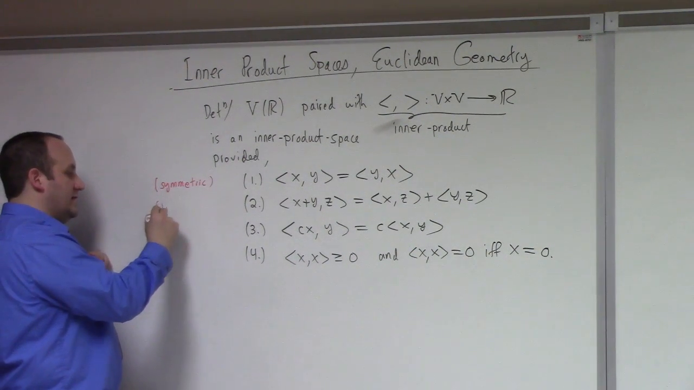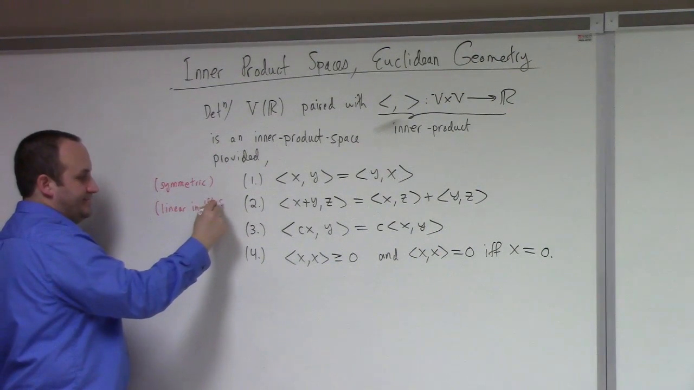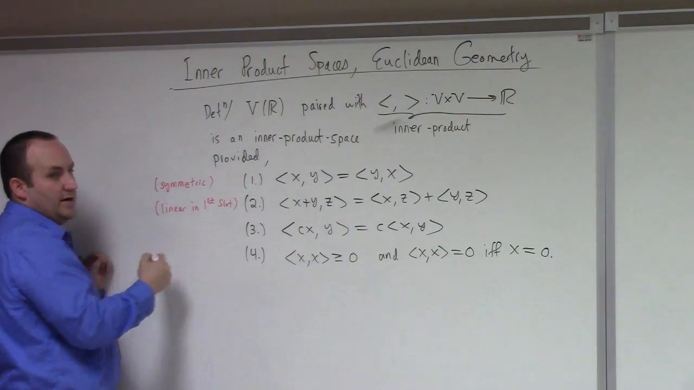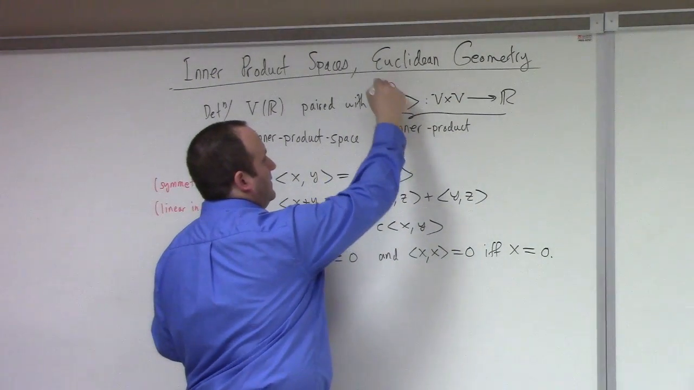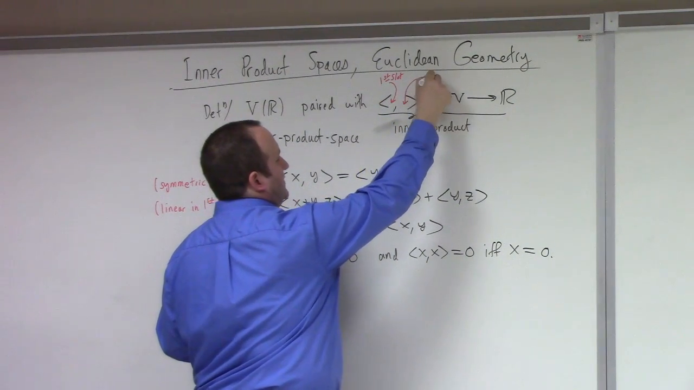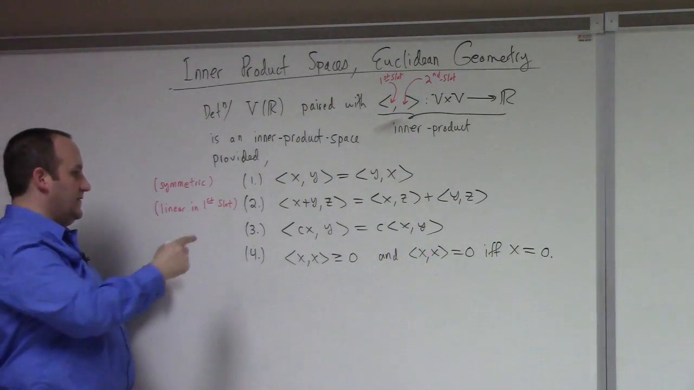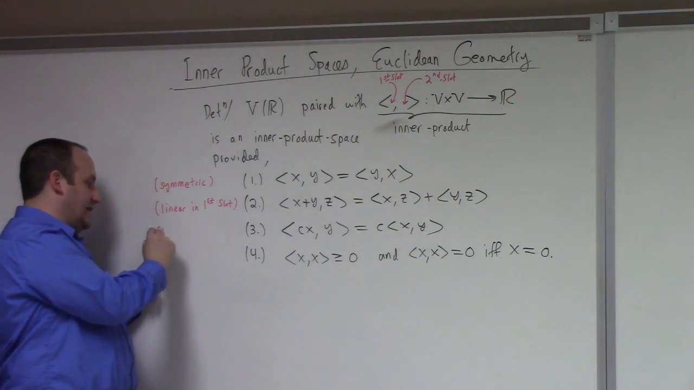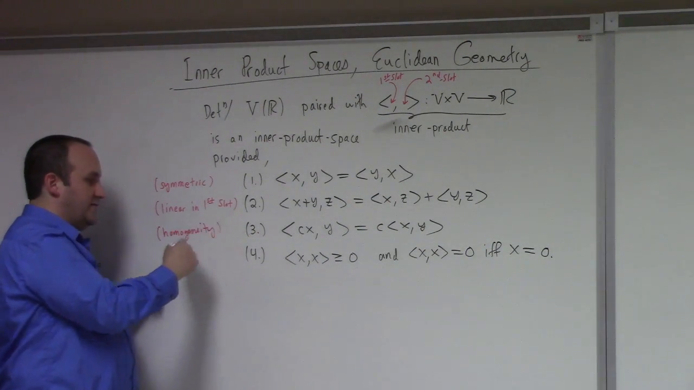This right here is linear in the first slot. There are two slots in the inner product: first slot, second slot, that's the terminology that we tend to use. The number 3 here, that's homogeneity, in the first slot, technically.